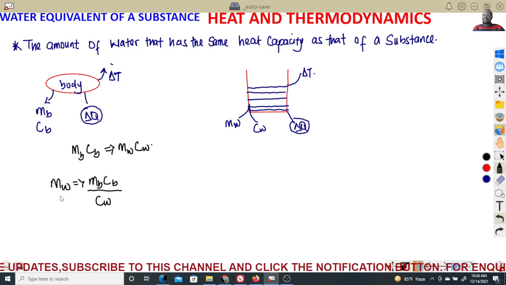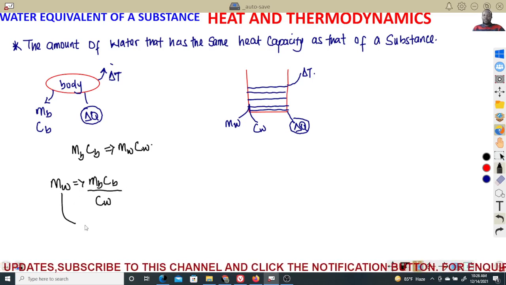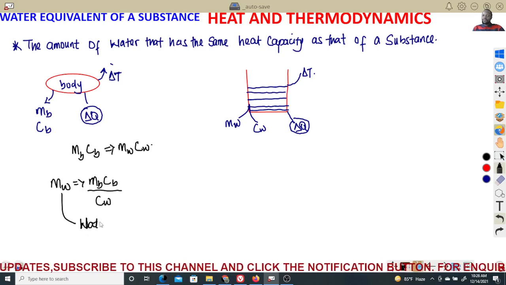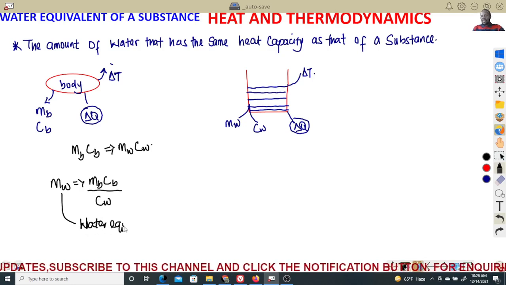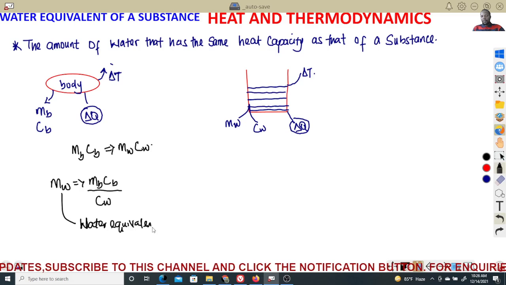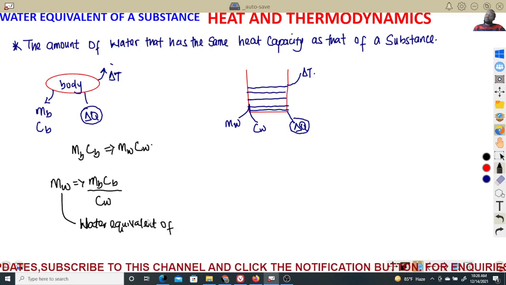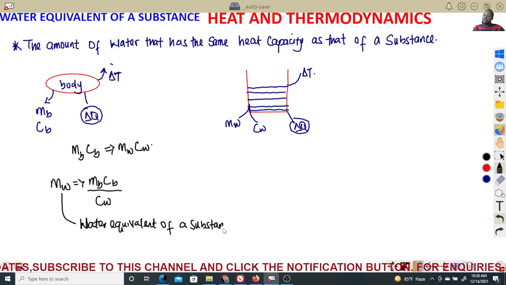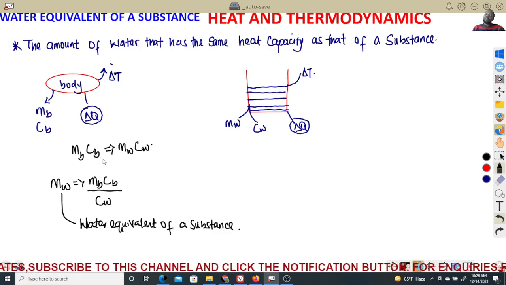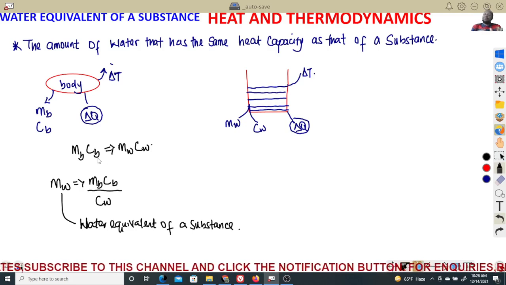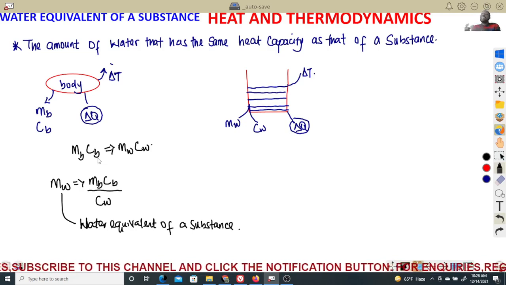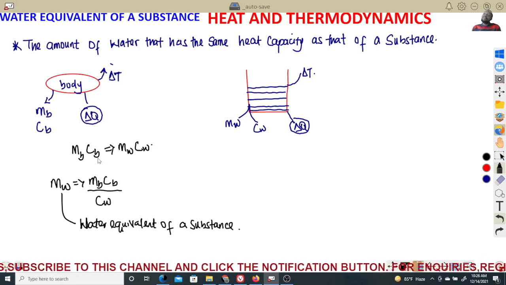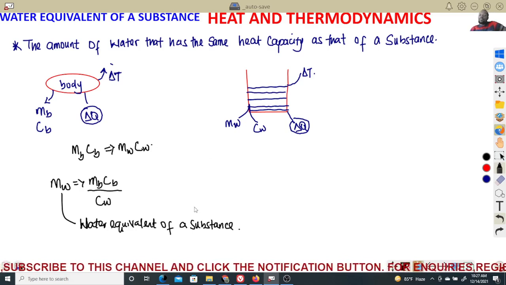This type of relationship we have set here, my dear students, is now called the water equivalent of a substance. In most numerical problems and A-level physics for JUPEB students and IGMB students, you set up a relationship where a body has the same heat capacity as a certain mass of water. The mass of water which has the same heat capacity as that of the body is now called the water equivalent of a substance.